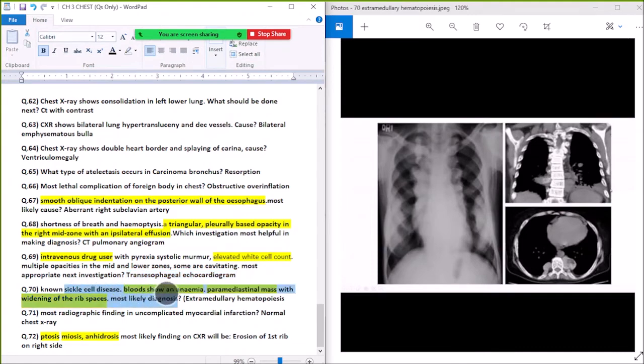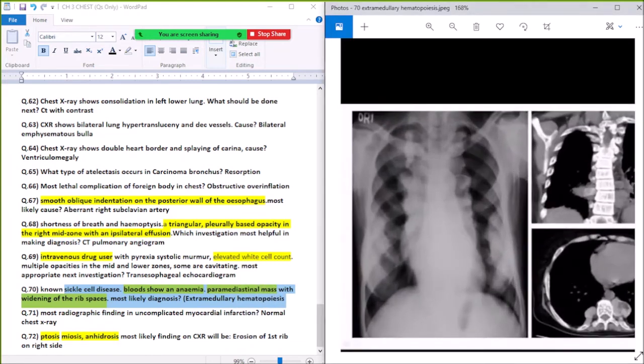70. Sickle cell disease, chronic anemia, paravertebral mass with widening of the rib spaces on chest PA view. Most likely diagnosis: extramedullary hematopoiesis. 71. Most common radiographic finding in uncomplicated myocardial infarction is a normal chest X-ray.